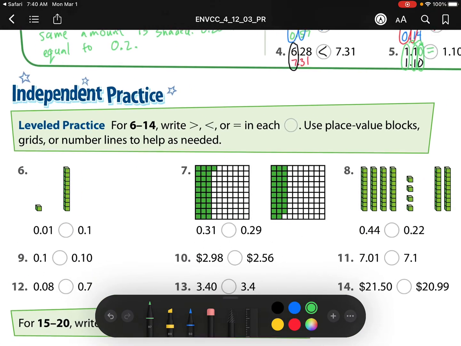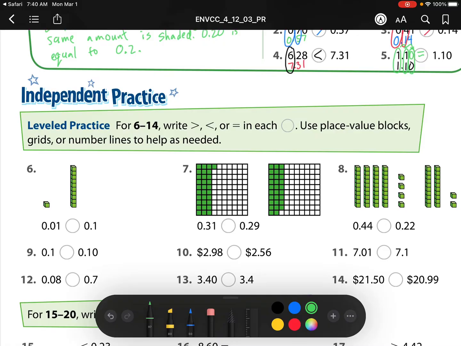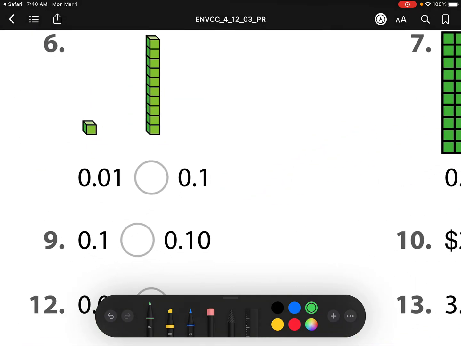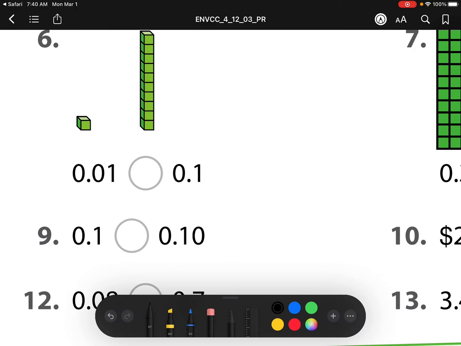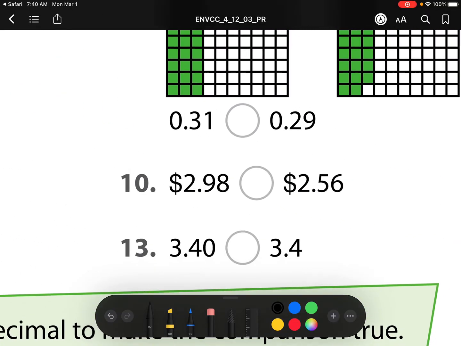So now let's head to this next portion. Number 6, write greater than, less than, or equal to. Use place value blocks, grids, or number lines to help as needed. So what is larger, 1/100th or 1/10th? Well, let's always put our decimals in a straight line, and now we can check. They're the same, so we go next door. 1 is bigger than 0, so 1/10th is greater than 1/100th. 1/100th is less than 1/10th.